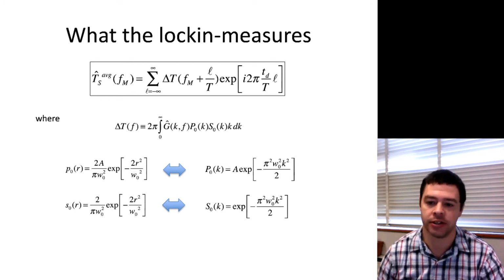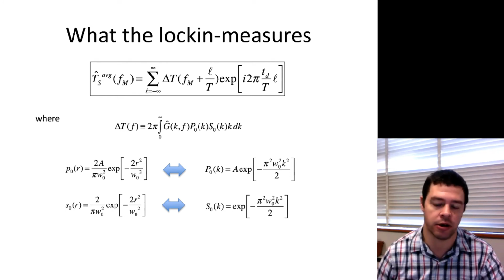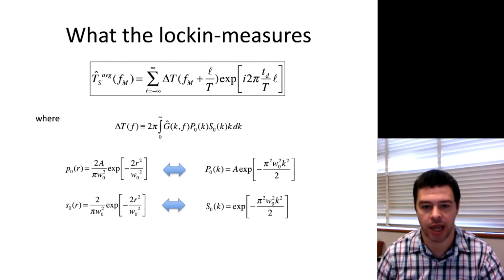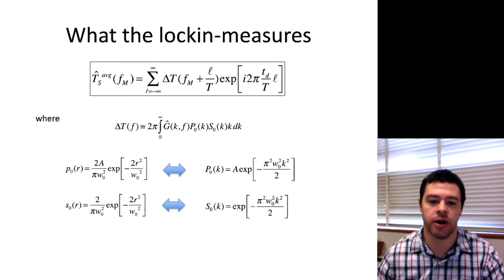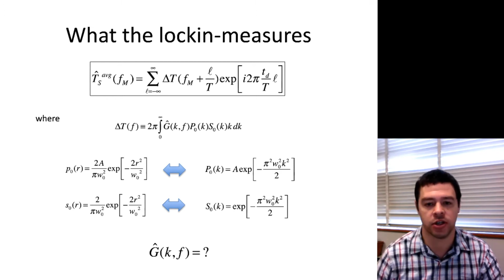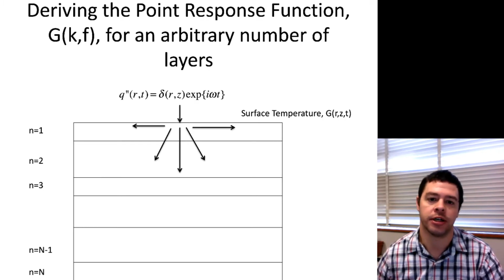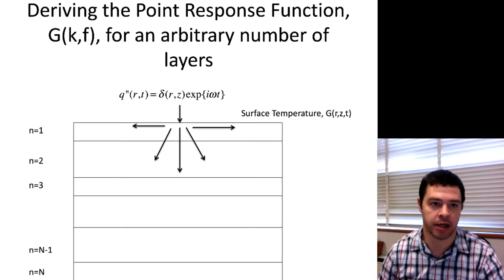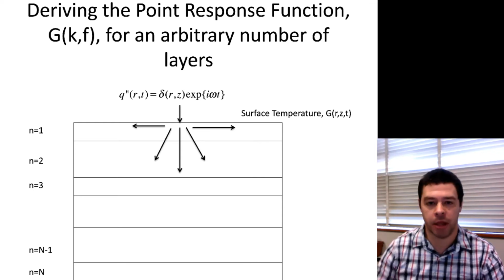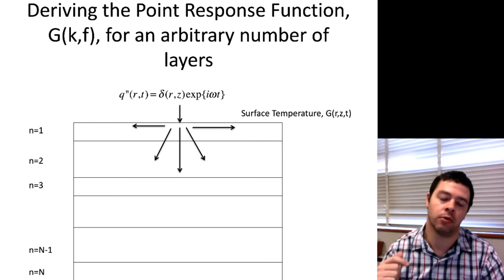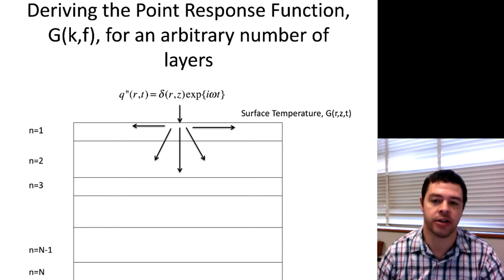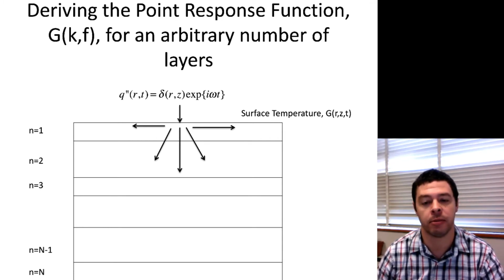And they're Gaussians that depend on the spot shape and the Hankel transform variable k, and that is involved in that integral. The only thing that I haven't explicitly shown you how to do yet is calculate this thing G of k and f. So this is the point response function of the system. Essentially what it represents is the temperature profile that would build up in response to a point source of heating that was sinusoidally varied in time. So it's essentially sinusoidal heating from a point source.